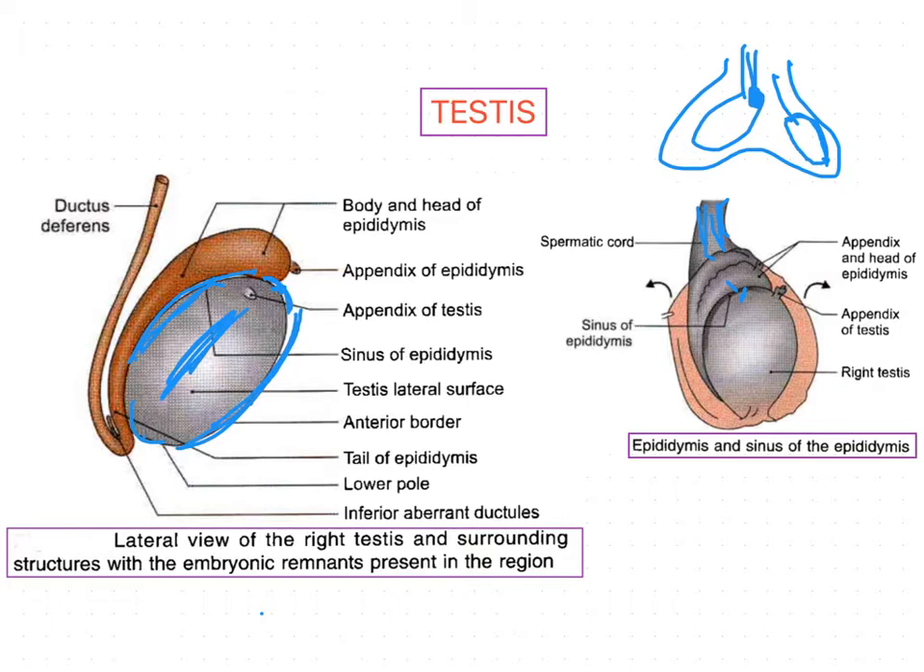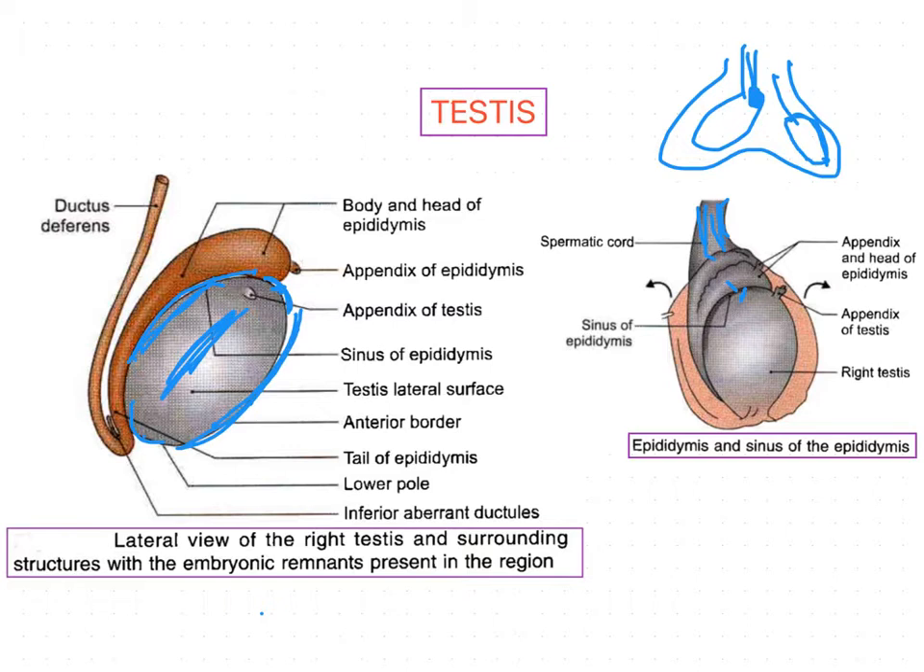The tunica vaginalis covers not only the anterior border, but also the medial surface and the lateral surface up to the posterior border. The entire posterior border is not covered by the tunica vaginalis, but the remaining parts of the testis, the anterior border and the medial and lateral surfaces, are covered by it. Keep it in mind.